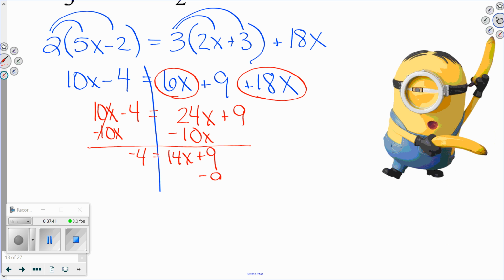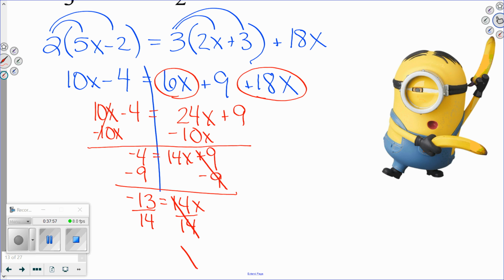Then I will subtract the 9. Negative 13 equals 14x. And then divide by 14. Should I panic? I have a fraction. I would leave it negative 13 over 14. Yep. That does not simplify at all. If you type it in as a fraction, hit equals, it's not going to simplify. If you divide it, it's not pretty. Just leave it negative 13 over 14.